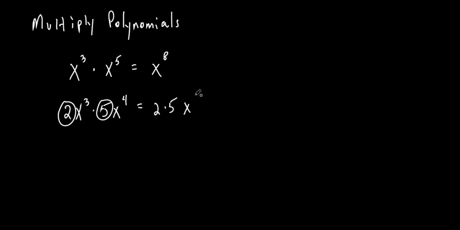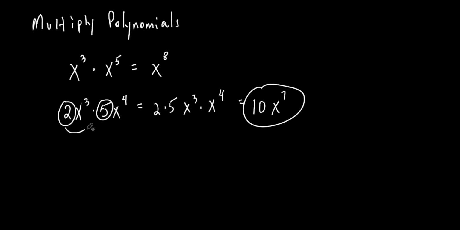And then we got what? X cubed times, what is it this time? X to the fourth, okay? Let's keep going. 2 times 5 is 10. And then this is going to be x to the what? 7th. And there you go. Again, you should be able to go directly from this to this without really showing any steps. I just showed you what you're kind of doing in your head.